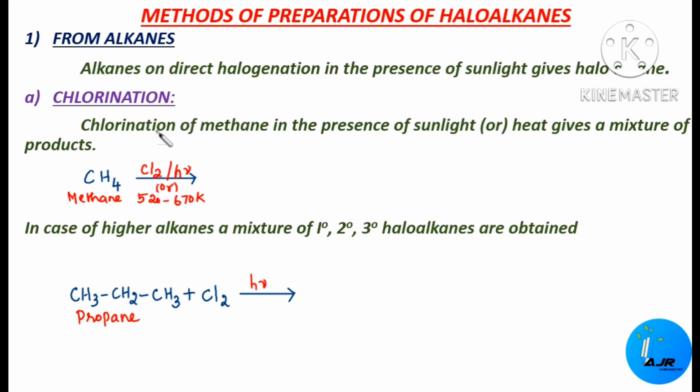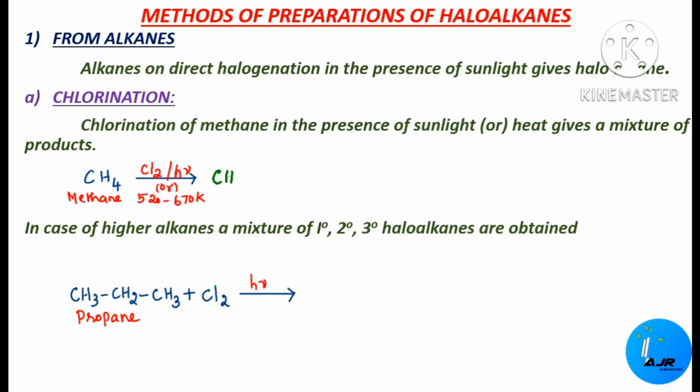The first one is chlorination. How is chlorination done? Chlorination of methane in the presence of sunlight or heat gives a mixture of products. We'll be getting different types of products, and that's why it's given as a mixture of products. See here, methane CH4 in the presence of chlorine, either in the presence of sunlight, that's why it's given as h nu, or at high temperature, that is 520 to 670 Kelvin, it's possible to produce the haloalkane. Let us see what are the different types of haloalkanes produced here.